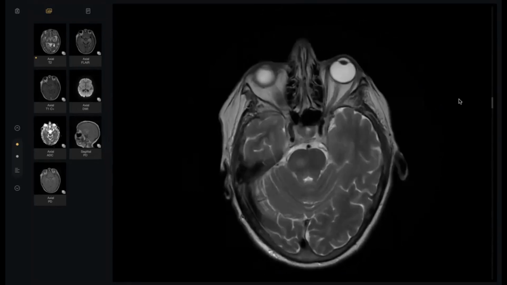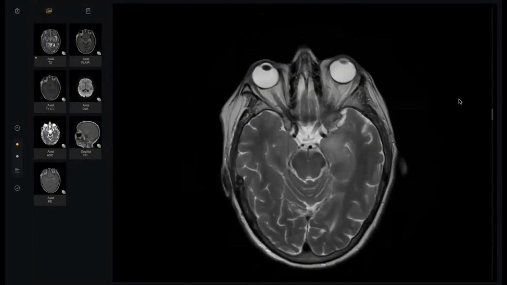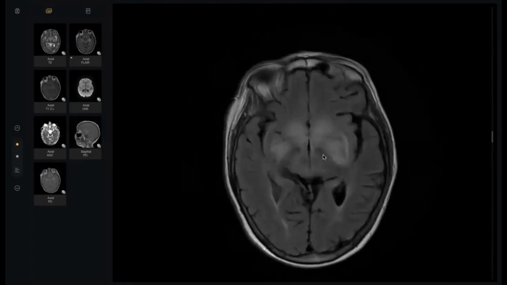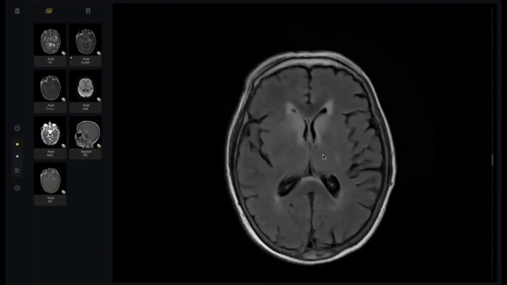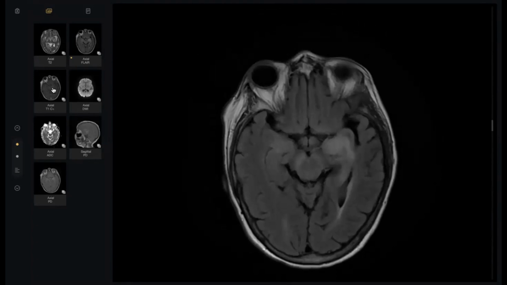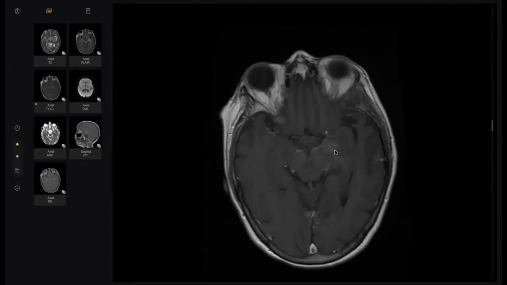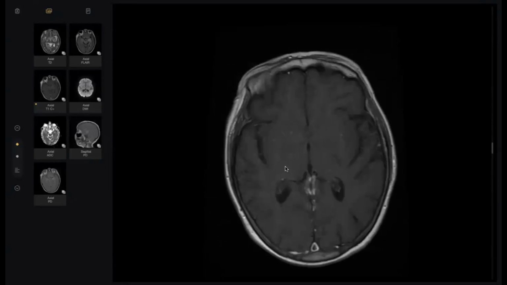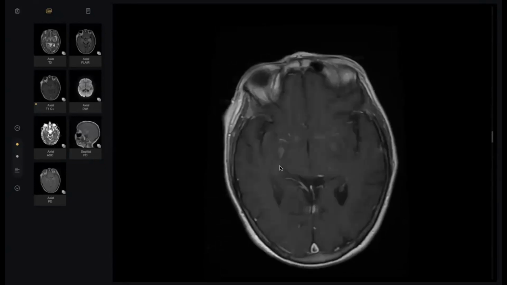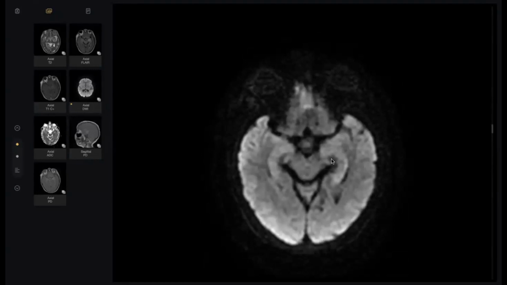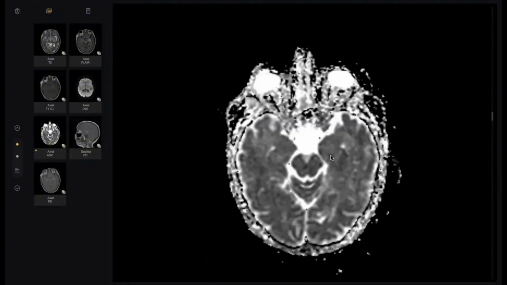The first thing I see is a high T2 signal intensity of the medial aspect of the left temporal lobe. I'm going to scroll through the rest of these sequences. This is also a high T2 signal on FLAIR. I'm going to check if this enhances, and it does show some mild enhancement. There's also some enhancement seen in the right basal ganglia. I'm going to focus on the left temporal lobe, looking at diffusion restriction. It is high signal on the DWI, and it does show diffusion restriction.